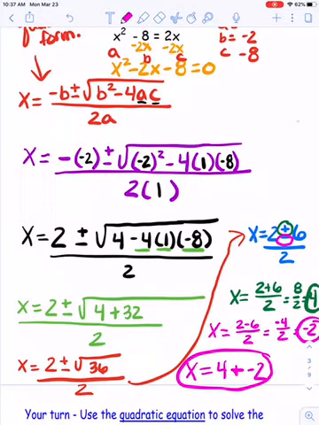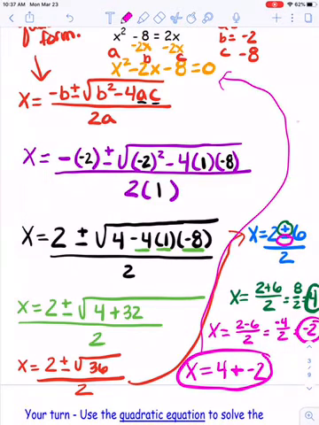And as always, just like we do with factoring, if you want to, you can plug those back into your quadratic and it should give you a true statement. So this is the quadratic formula. Again, it's a little bit longer, but the nice thing is it works with every single quadratic. And there are some quadratics that you can't factor, so you have to use the quadratic formula.